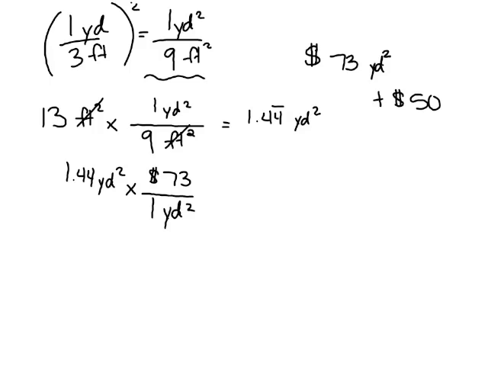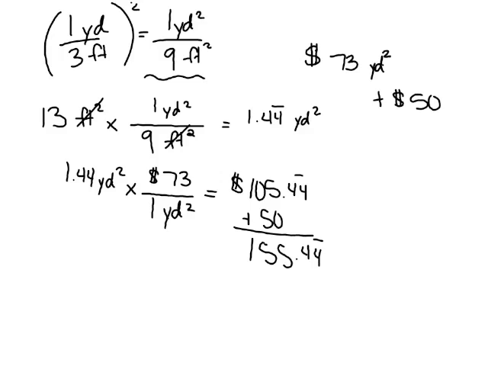Okay, so then how do I figure out what I pay? I pay $105.44 plus a $50 charge. So I'll pay $155.44 to recarpet that room. It's cheaper to buy 2 yards.